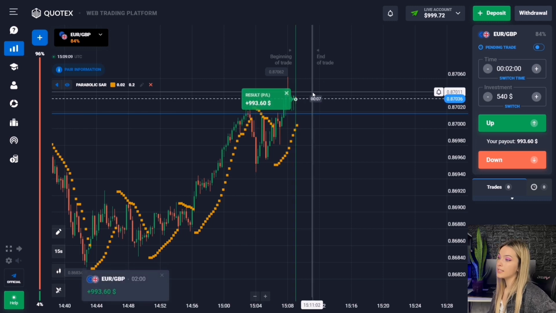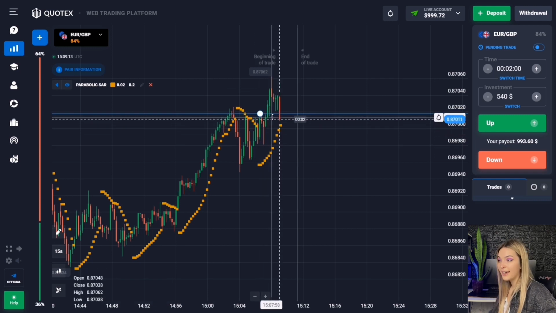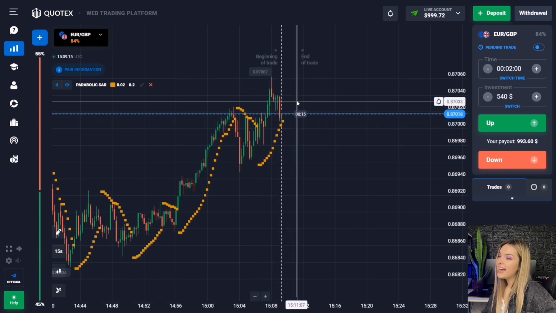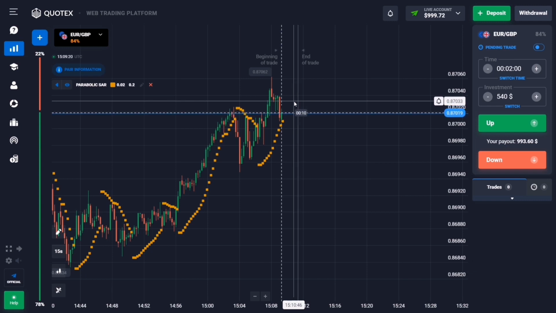This is good guys. The price really continued to move up and the level was broken. We made a profit. This indicator again gave us a good entry point, and let's continue. Let's look for another situation on the market.